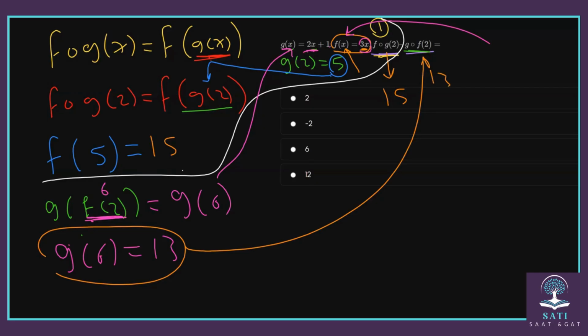Which is 13. Now the question is 15 minus 13. 15 minus 13, so the answer will be 2. You go to choose here 2 as the answer.